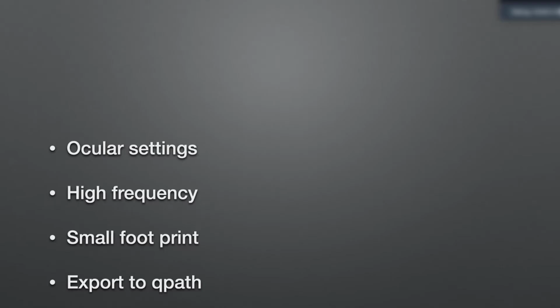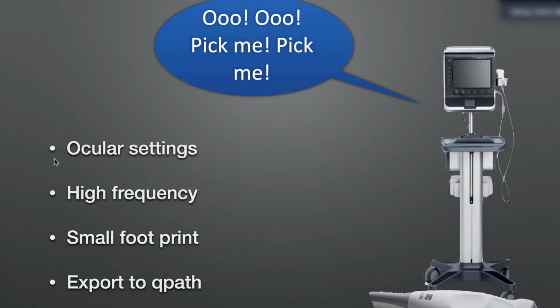So we're going to talk about setup, and then we're going to talk about probe movements. When you're setting it up, you want to pick a machine that has ocular settings because you want it to be low energy, not only because the FDA requires it, but because we don't want to inadvertently heat up the eyeball. You want a high frequency probe so you can see things well, and because the eyeball is very superficial, and it has a small footprint so you can fit into that orbital edge. So that's going to be the small probe that we have on the S series ultrasound machines.